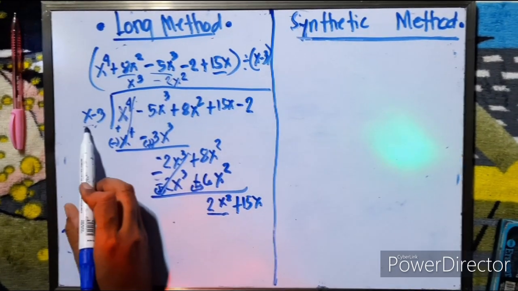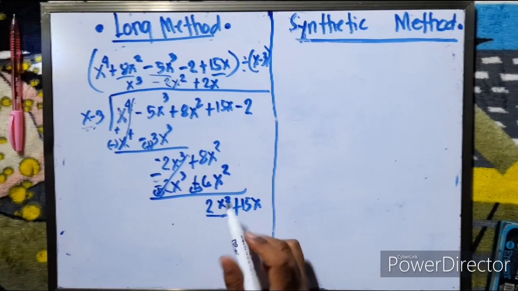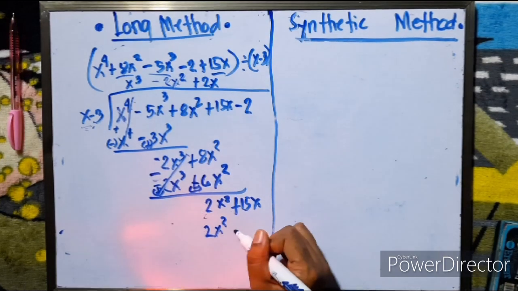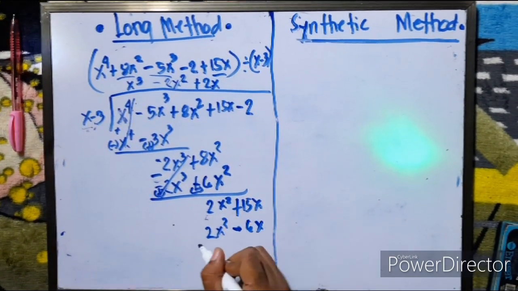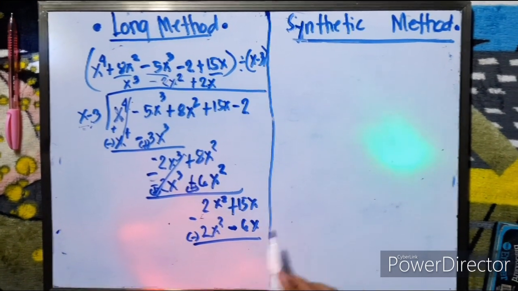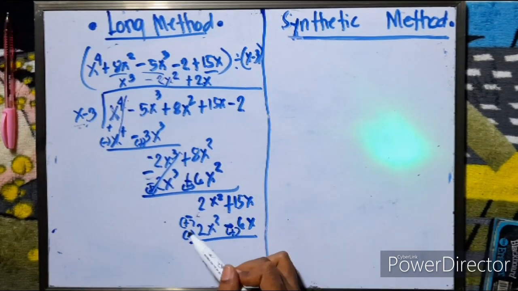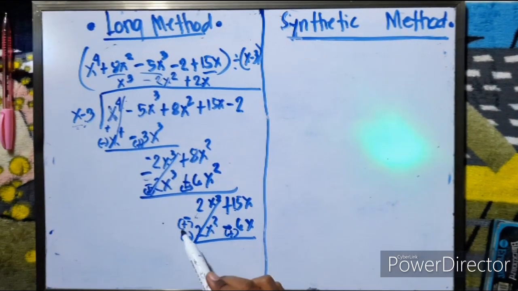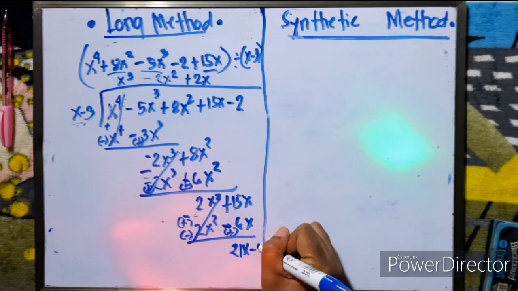Again, 2x squared divided by x, that is 2x. Multiply 2x by x, the answer is 2x squared. Multiply 2x by negative 3, that is negative 6x. Subtract again. Change the signs, and proceed to addition. 2x squared plus negative 2x squared is 0. Then positive 15x plus positive 6x, that is positive 21x. Bring down negative 2.